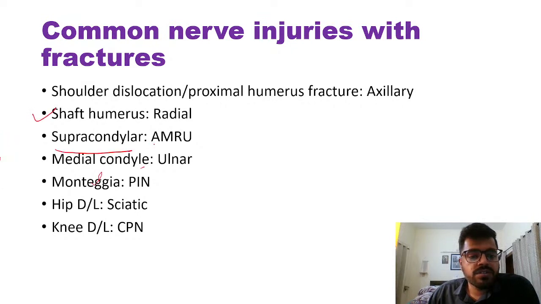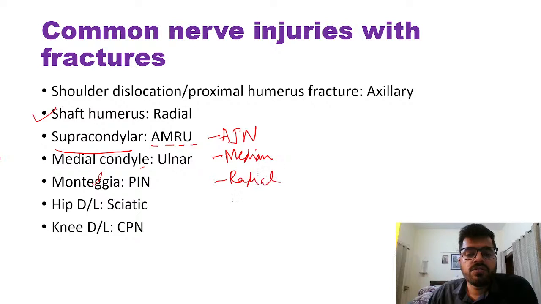Supracondylar fractures, so this is the mnemonic AMRU. A for anterior interosseous nerve, M for median, in that order: anterior interosseous followed by median followed by radial followed by ulnar. So this is the sequence of nerve injury in supracondylar humerus fractures seen in children.